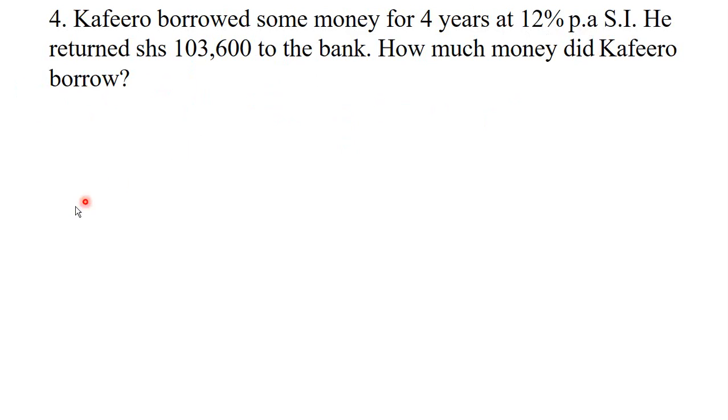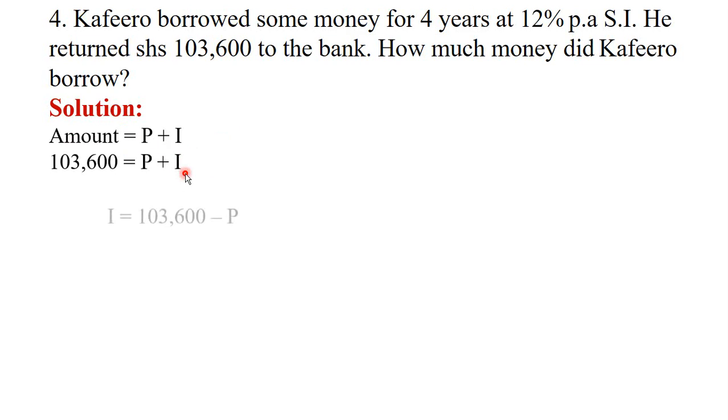So first of all, we know that amount is equal to the principal plus the interest. We don't know the principal, we don't know the interest, but we know the formula for interest. So let us first of all make interest the subject here, and we shall have I is going to be the amount minus the principal. And the amount is 103,600 minus the principal, which is P.